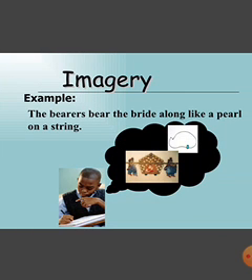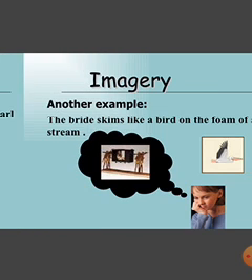The bearers bear the bride along like a pearl on a string. The way a pearl is on a string, that's the way the bearers bear the bride. So you know the mental image has been created. So you now understand the way the bearers bear the bride. And this is a line in a poem. Then let's look at another example.